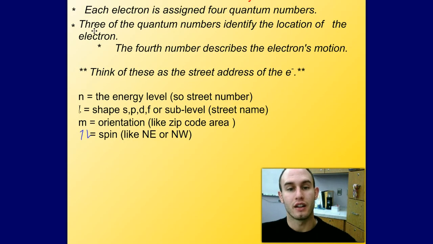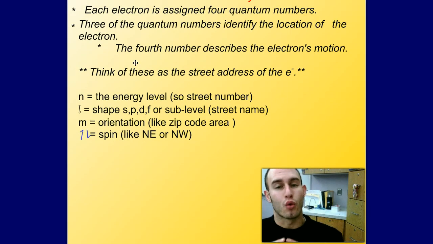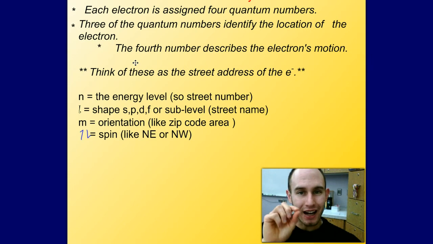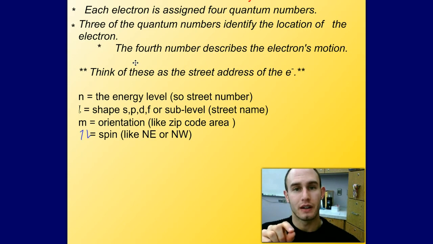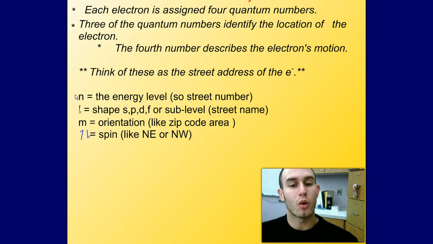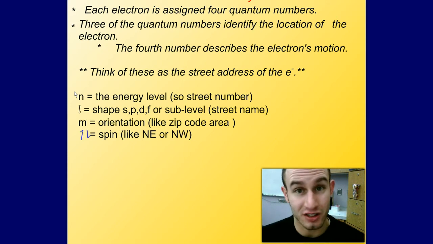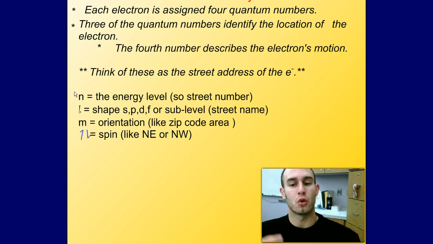Each electron is going to represent its area in space around the nucleus. And we can basically think of this as a street address, where our 4 quantum numbers, N is going to represent the energy level. Think of it as the street number to your house. L is the shape, S, P, D, or F, and we're going to look at the shapes next. Those are the street names where the electrons live. M is its orientation or its zip code. Its zip code as far as its region of space that it occupies.